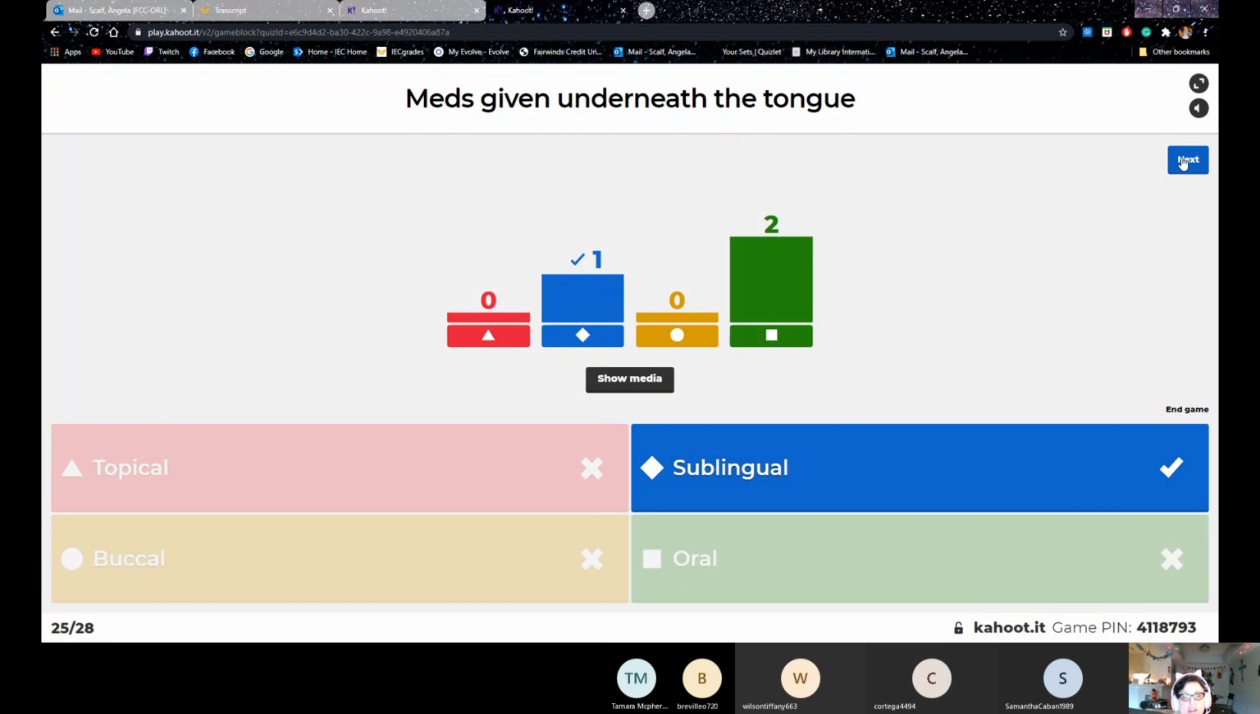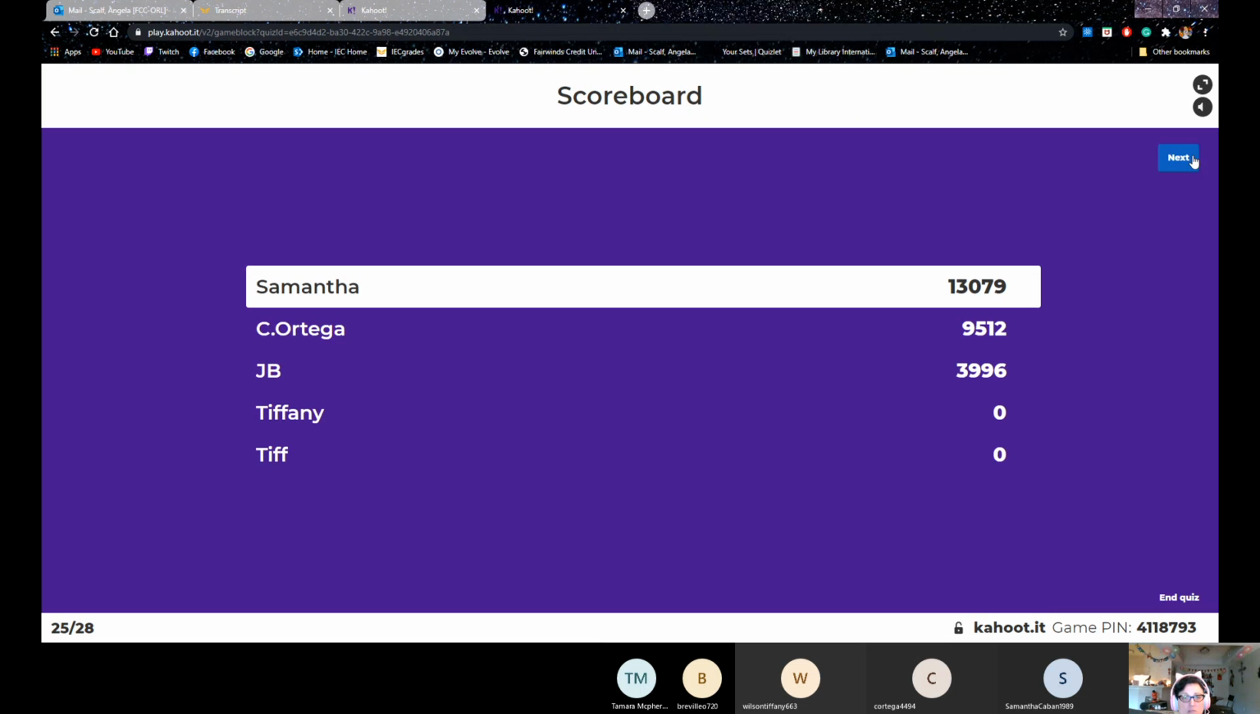Why would we give a drug sublingual? Somebody tell me. Because it has to dissolve, or if they have something that they are not able to swallow. Yes, both of them are correct. If somebody has trouble swallowing, or if we want it to act really quick, because of how vascular the area under the tongue is, sublingual medications are a nice, quick way to get that in, especially for somebody who has trouble swallowing medications.